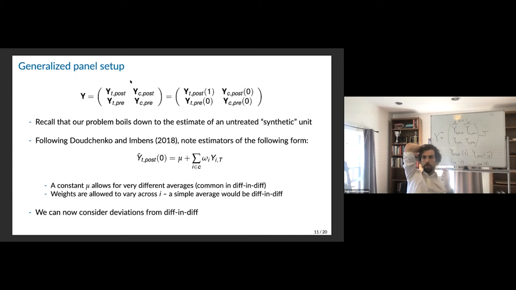Alternatively, you can have a constant, and the issue there is that if your treated group is a really big outlier relative to your control group, it's very challenging to match the baseline averages across the two, so it's good to have this constant. The second thing is that you can allow these weights, these omega i, to vary across i. If omega i was equal to 1/n, that would be difference in difference, the really simple version, where you'd be subtracting off the average and then maybe have some constant that would be the baseline average for the treated group.